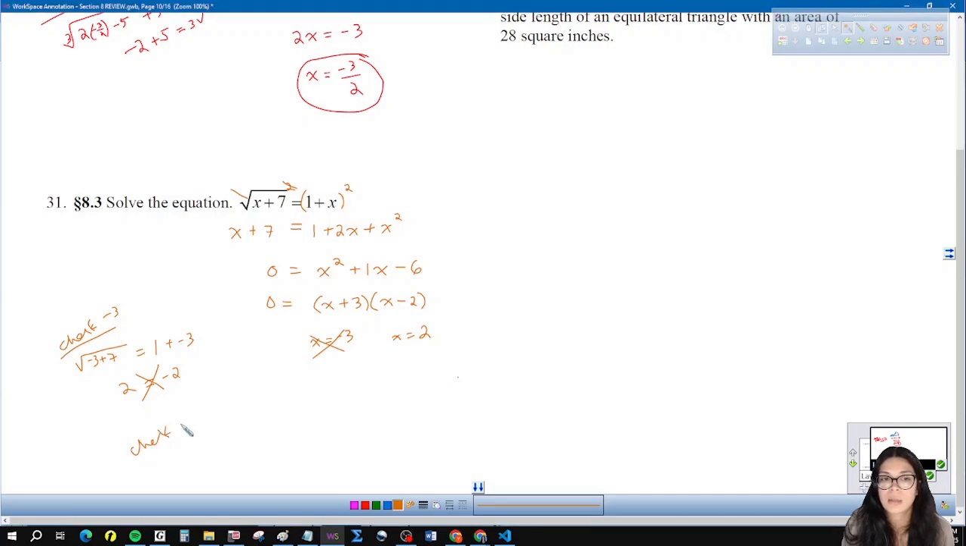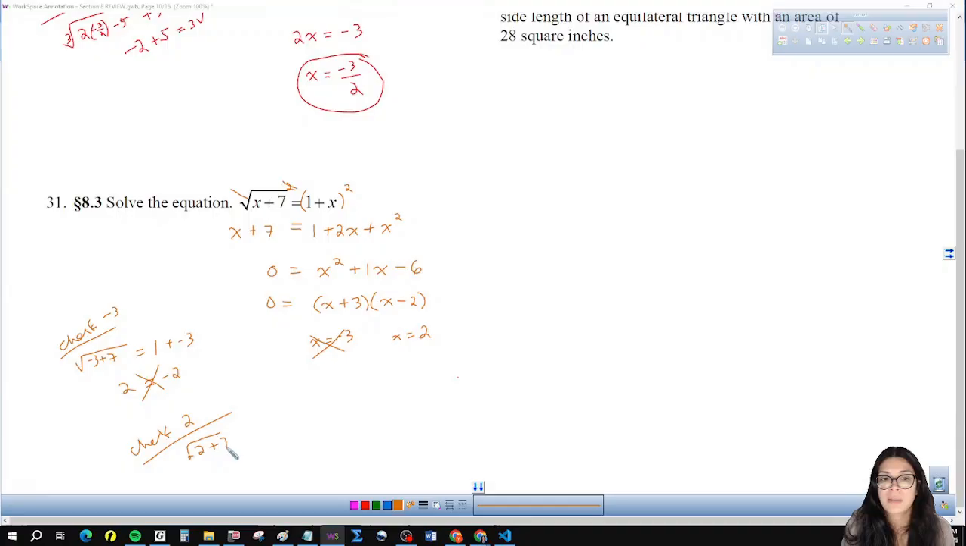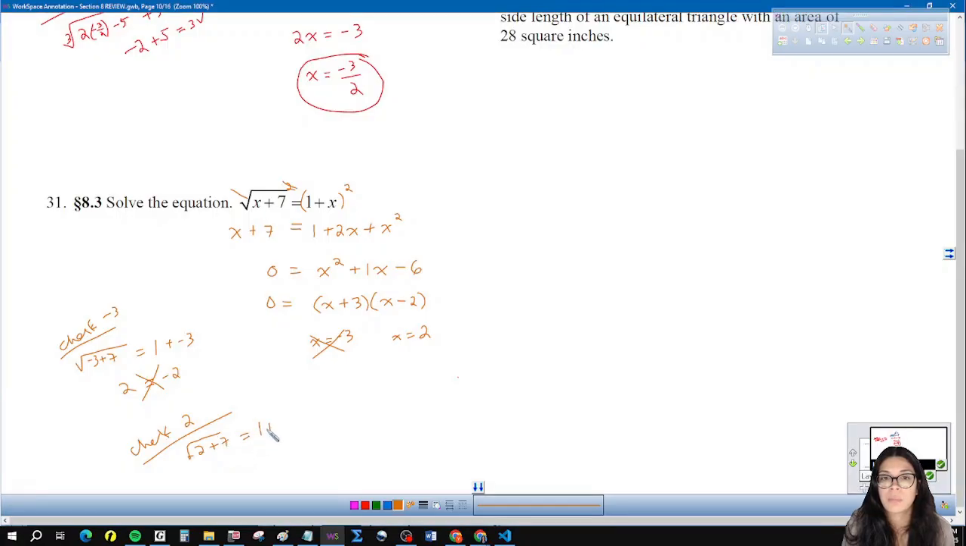Next, let's go ahead and check 2. So this will be the square root of 2 plus 7, and then does that equal 1 plus 2? 2 plus 7 is 9. The square root of 9 is 3. 3 equals 3. Yes, this one works.